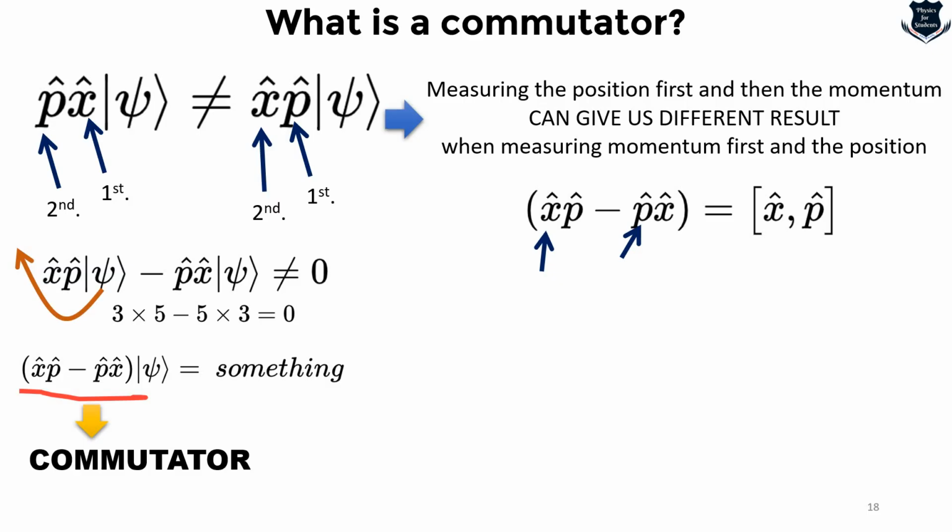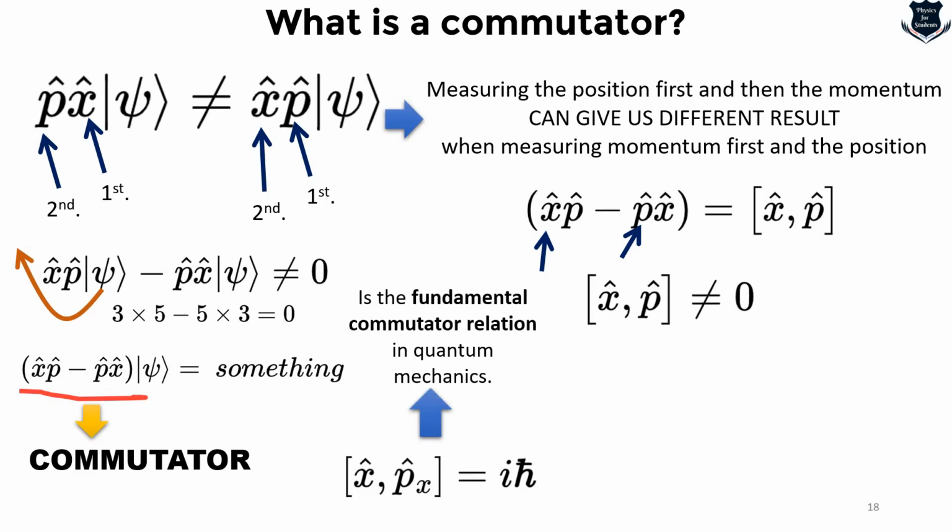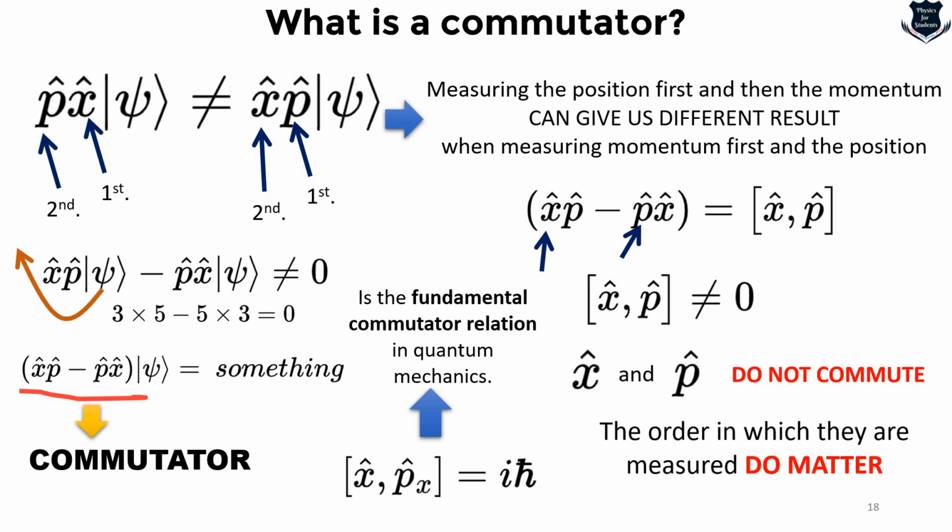Here you can see first we are taking the position and then the momentum, minus the momentum and then the position. As commutators are written in square brackets, here with position and momentum, it does matter as it is not equal to 0. Now this one equals i h bar. This is the fundamental commutator relation in quantum mechanics. What is important is that x and p do not commute. That means the order in which they are measured does matter. When they are not commuting, when it is not equal to 0, the order in which it happens actually matters.